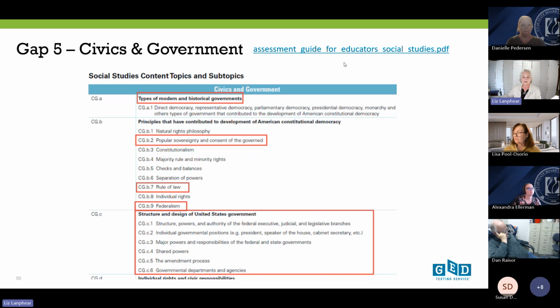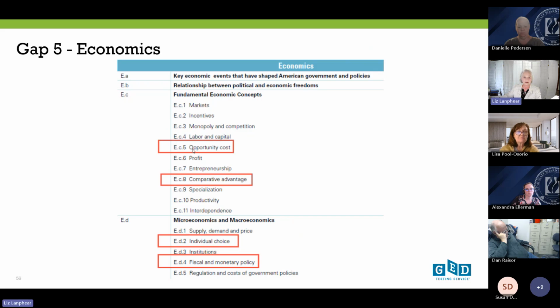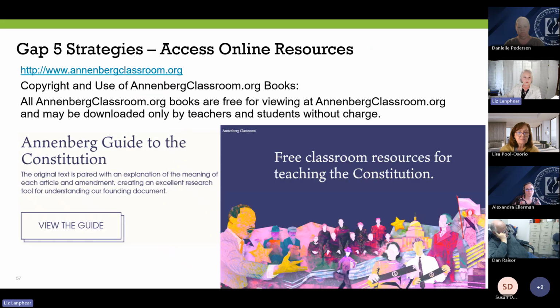Here's again the assessment guide and how it looks at civics and government. These are the main ones that the assessment team has pulled out as those gaps. And then in economics, these are the main ones that the assessment team has identified. So as we look through here, strategies: access online resources. And there are several resources that I've got for you on ideas of text that you can use to help teach these items.